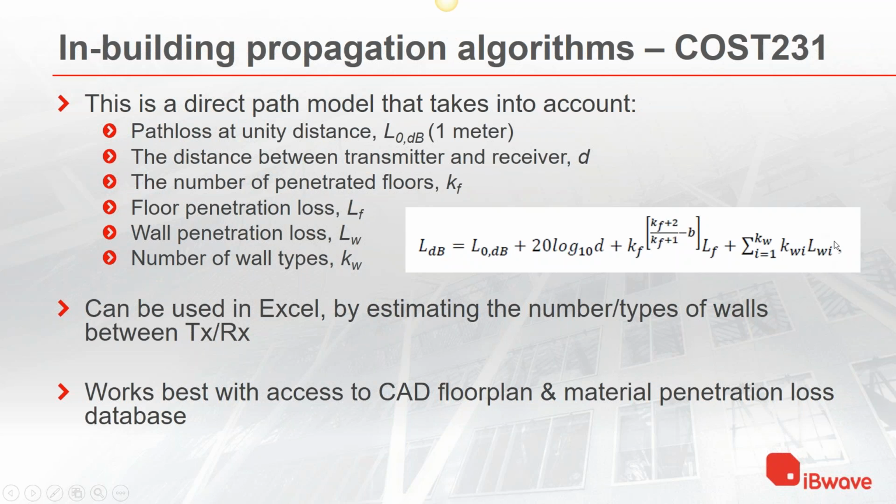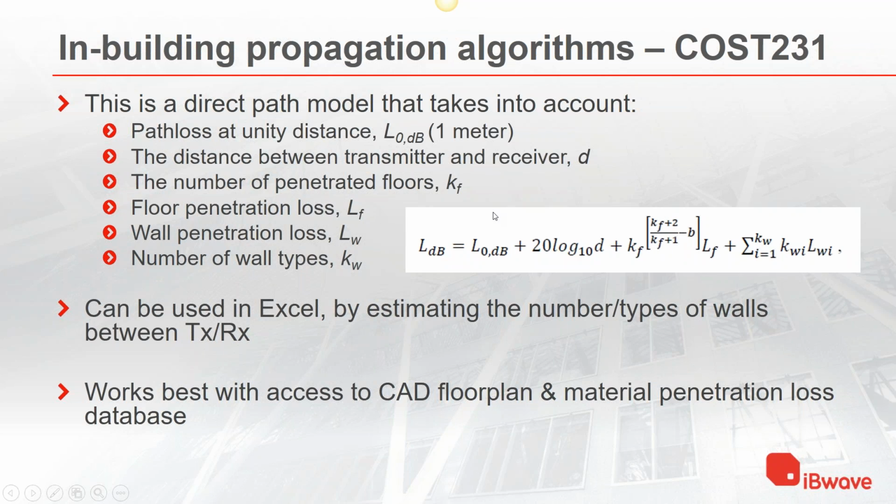So we have the penetration loss of each wall type and the number of wall types that are in the path between transmit and receive. And this busy looking third term, this is really a penetration loss in between floors.